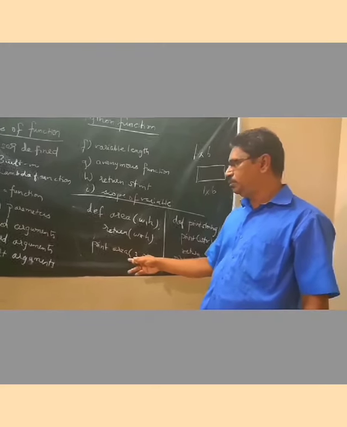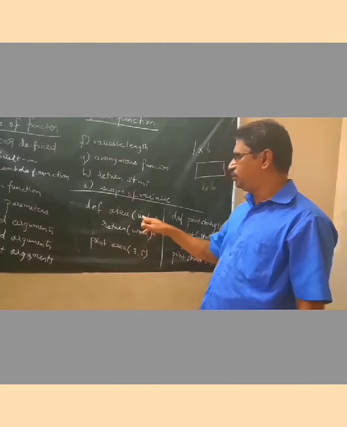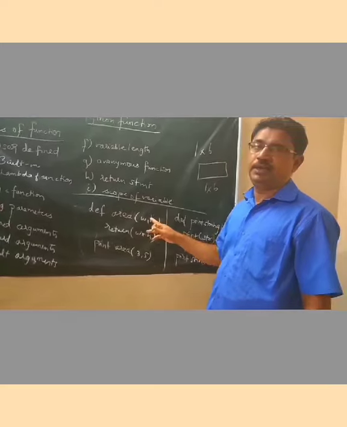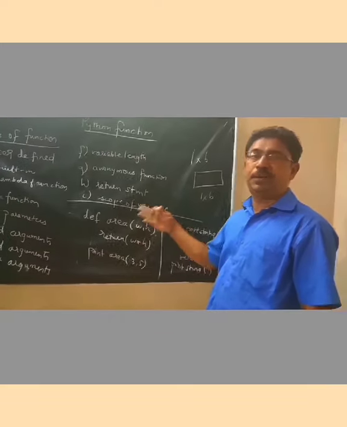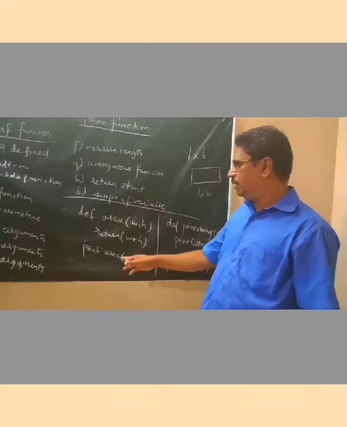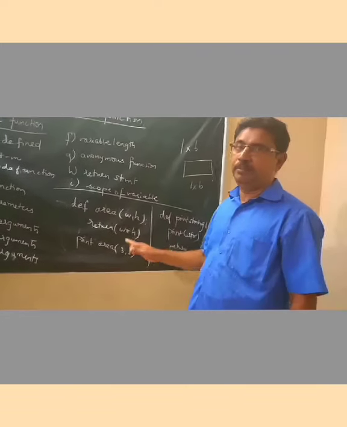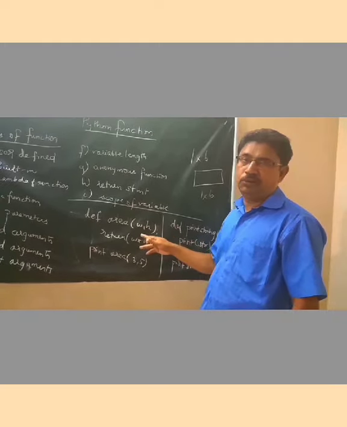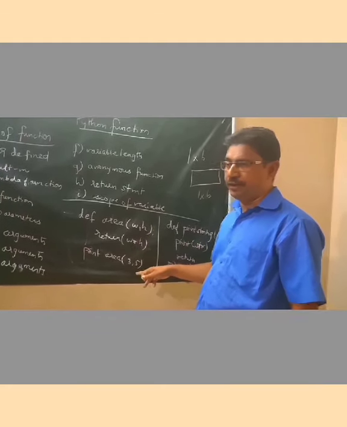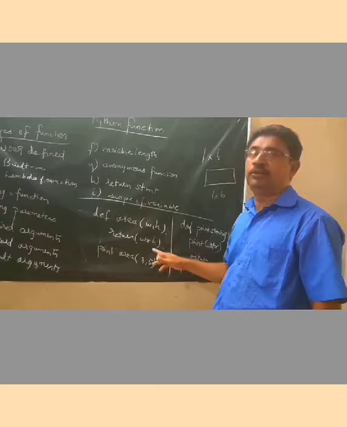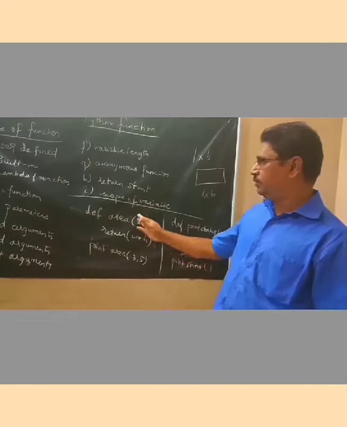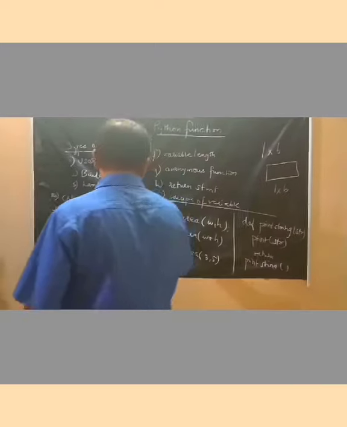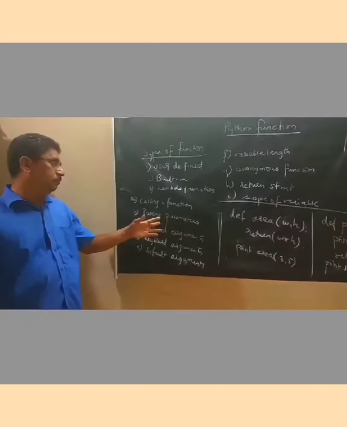So print area. Here this is the calling function. When I call the function print area, these values are substituted for W and H. So W takes the value of 3 and H takes the value of 5. So the parameter is passed. So what are the parameters? 3, 5 are the parameters. This value is passed to the parameters W, H. So W takes the value 3, H takes the value 5, W into H equals 3 into 5, equals 15. So the answer for this program is 15 square centimeter. So this is the function by which you can explain how the parameters are passed in a function.